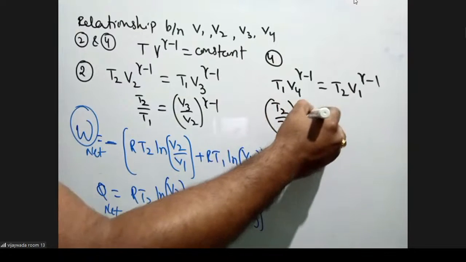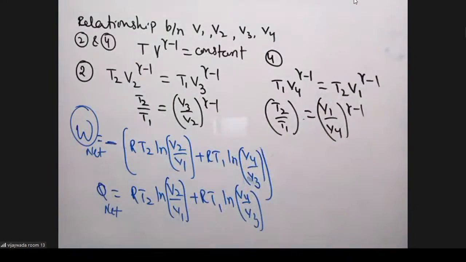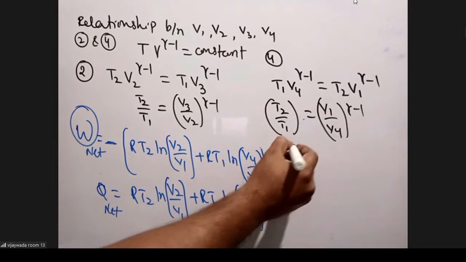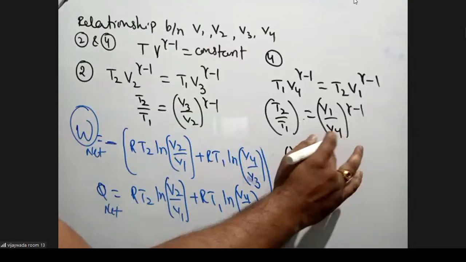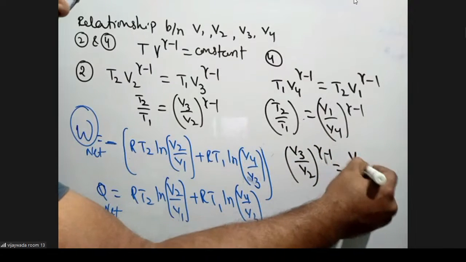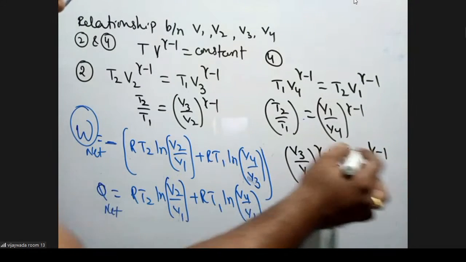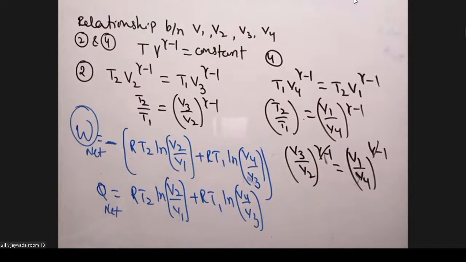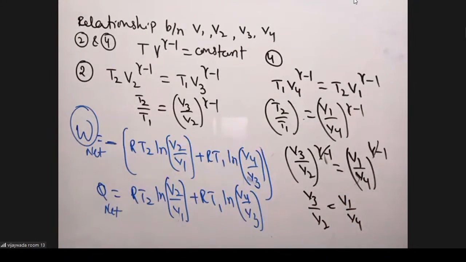Next is equal to V1 by V4 power gamma minus 1. From equation 1 and equation 2, we can say T2 by T1, finally V3 by V2 power gamma minus 1 equal to V1 by V4 power gamma minus 1. Gamma minus 1, gamma minus 1 cancel. So finally, V3 by V2 equal to V1 by V4. Okay.